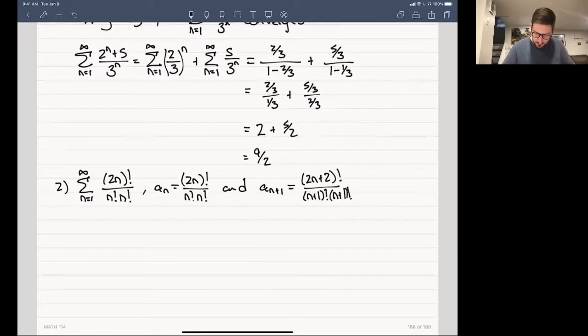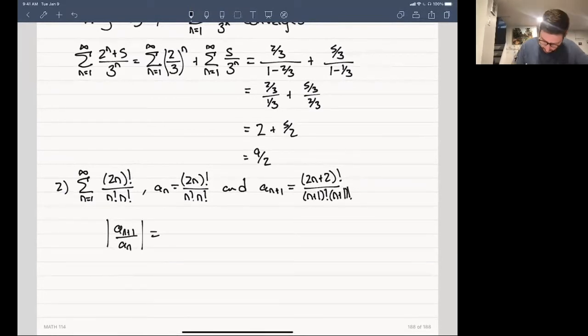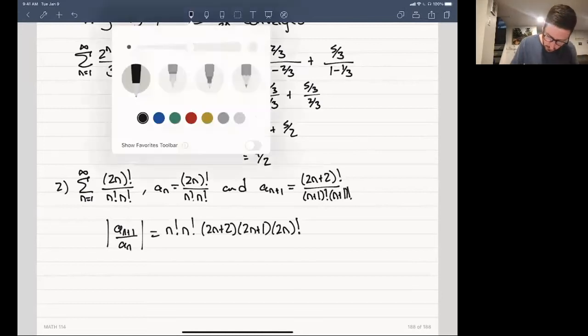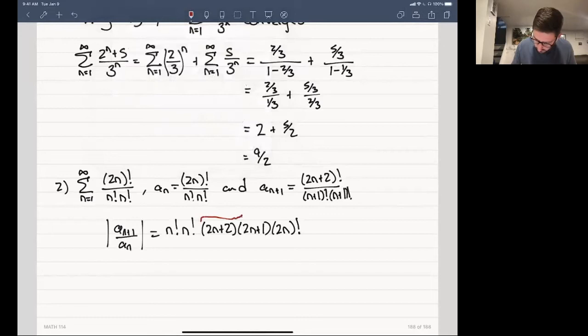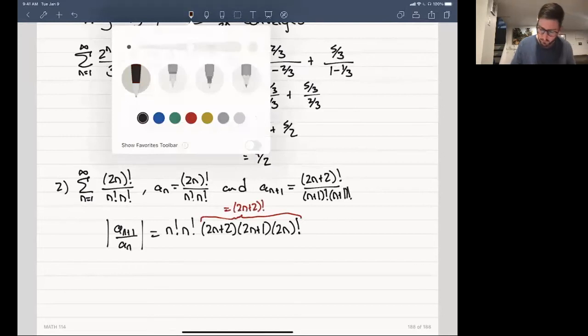Okay, so then if we take the ratios here, let's see what we wind up with. If we do all of our math, if we're careful here, we get n factorial, that's coming from the bottom of a_n, and then times, let's open up that factorial a little bit. So this is 2n plus 2 times 2n plus 1 times 2n factorial. So if you want, we can put a little note over top of that. This is equal to 2n plus 2 factorial. All I did was open up the first two terms.